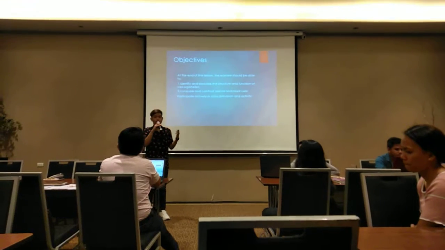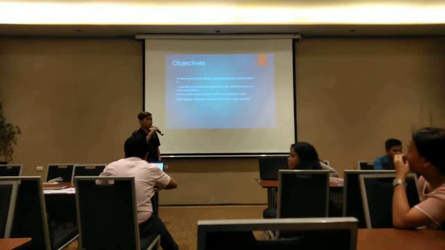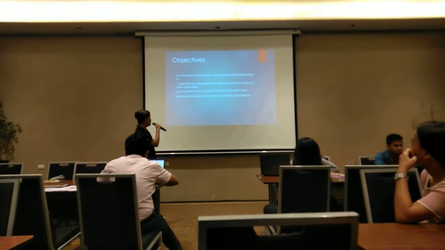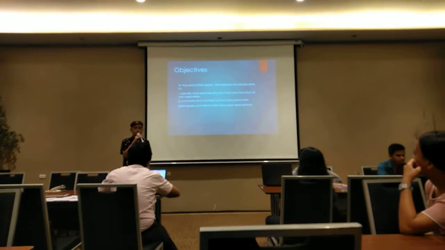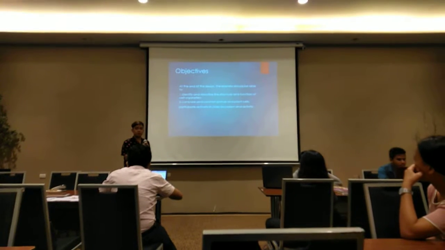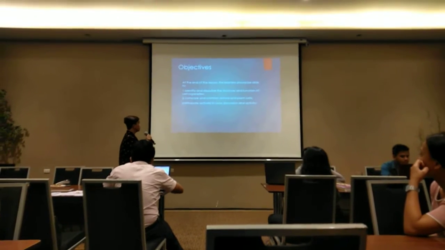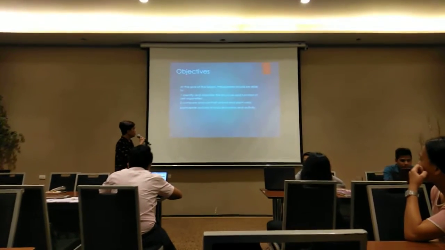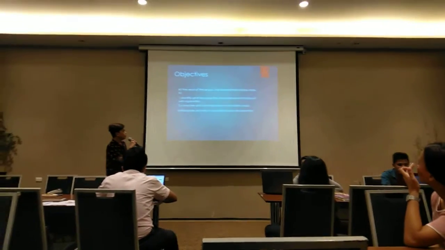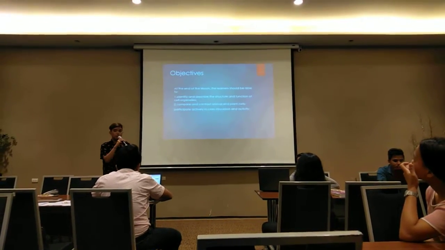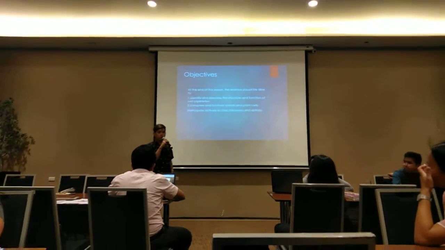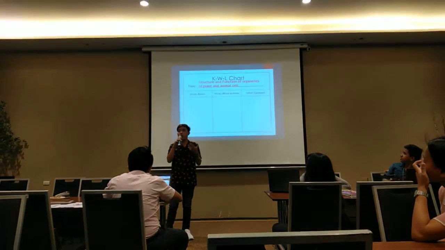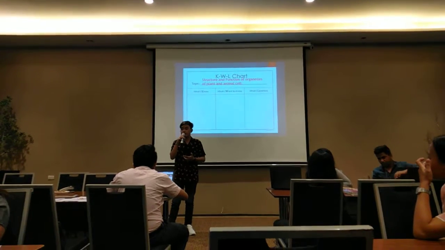So these are target goals. Please help me read the first objective. Number one, at the end of the lesson, you should be able to identify and describe the structure and function of cell organelles. Number two, compare and contrast animal and plant cells. And lastly, participate actively in class discussion and activity. You have to remember that because we will check later on if we have achieved these objectives.